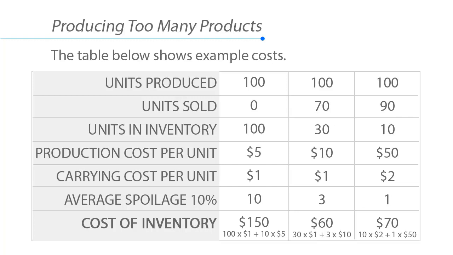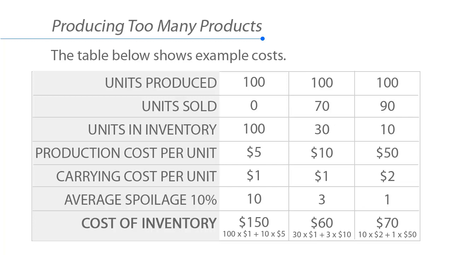If you produce 100 units and you don't sell any, that means you have 100 units remaining in inventory, and the production cost to make those units was $5 each, and there's a carrying cost per unit. So the carrying cost is the cost to store the unit, insure the unit, and so on. And let's say that costs $1 per unit. And you have an average spoilage of 10%, meaning that 10% of the unsold units that are in inventory will spoil or expire. That means of the 100 units that we have in inventory, 10 of them will spoil.